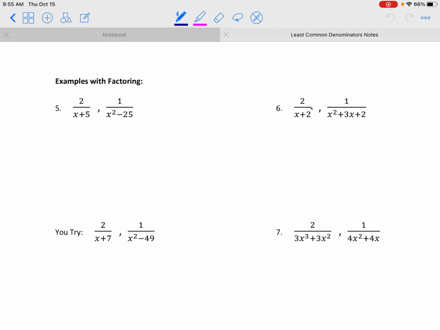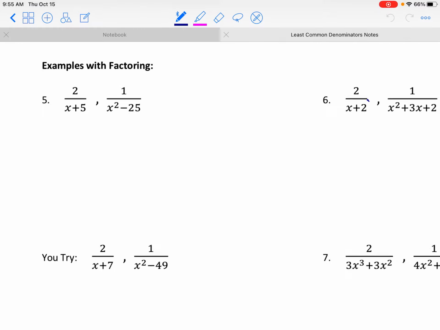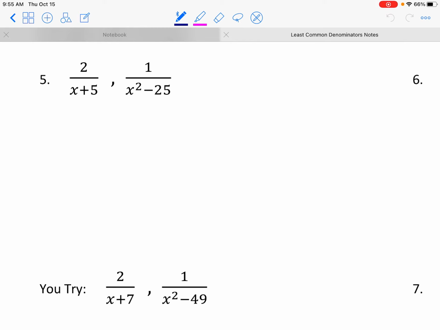All right, in the next few examples, what we're going to see is polynomials that can be factored. If we have polynomials that can be factored, we need to factor before we try to establish what pieces need to go in our common denominator. So for example here, the x squared minus 25, that's a difference of squares, right? That's x squared minus 5 squared, so we're going to factor into an x plus 5 and an x minus 5. So then our least common denominator.